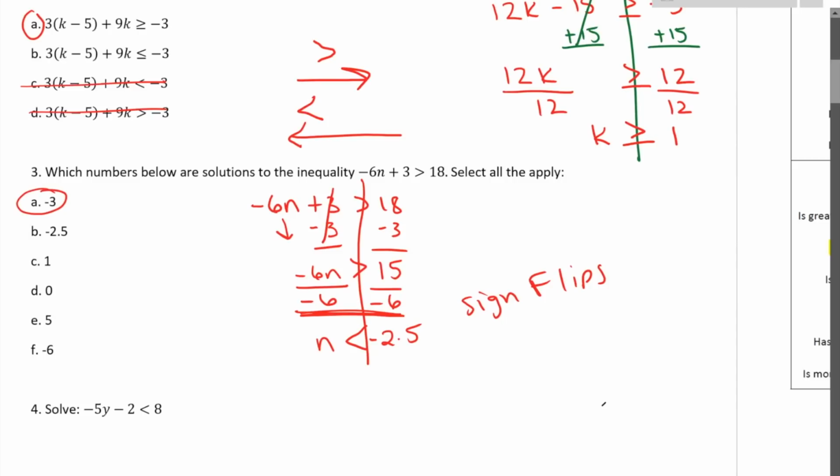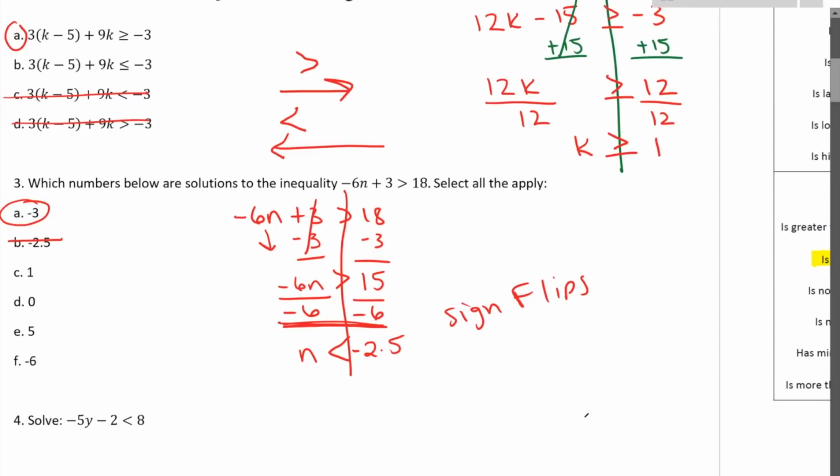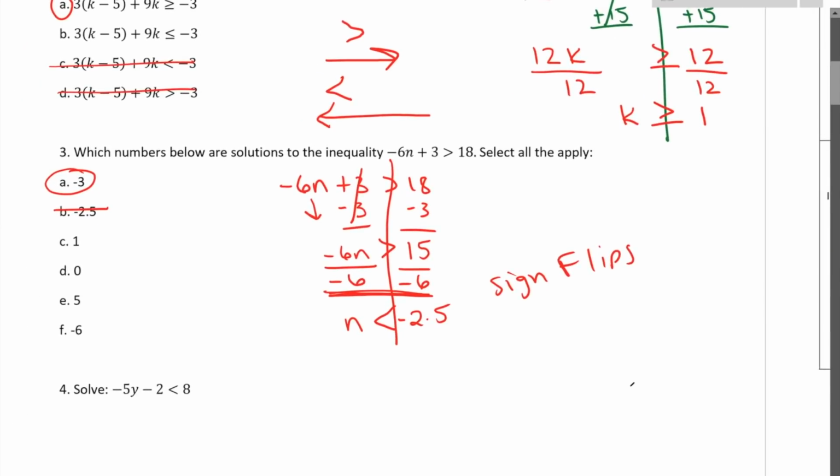Alright. Is b less than negative 2.5? Well, no, it's actually equal to. So b is incorrect. B is incorrect because it doesn't have a line underneath it. Alright. Is 1 less than negative 2.5? No, it's actually greater than.